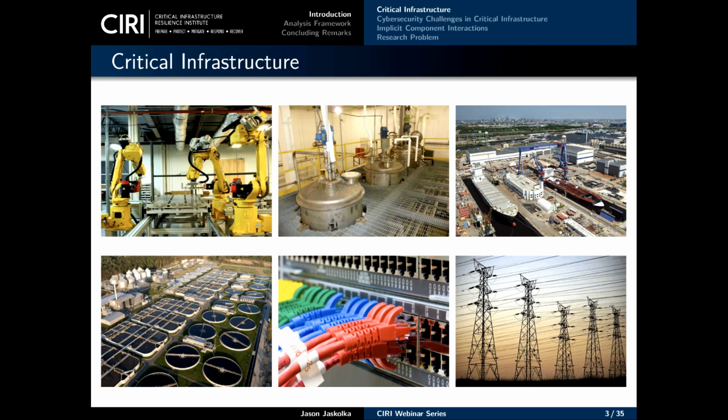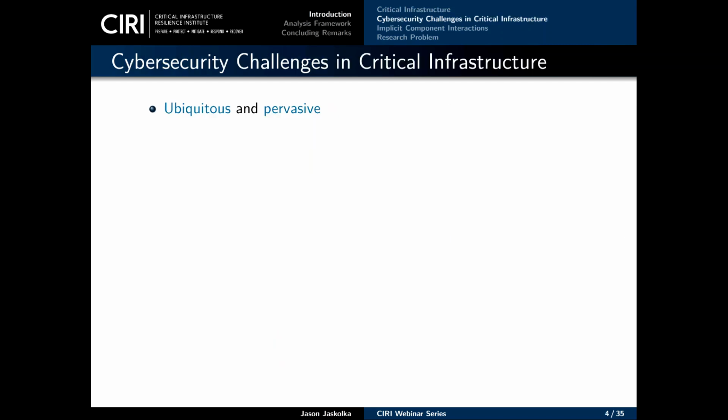However, as many of us are well aware, these systems are not the most secure systems in the world, and they suffer from a number of critical issues. There are a number of reasons for this. There are a number of different cybersecurity challenges that critical infrastructure faces. The first is that these systems are very ubiquitous and pervasive. They exist just about everywhere you look, which means that they are just prominent in our daily lives.